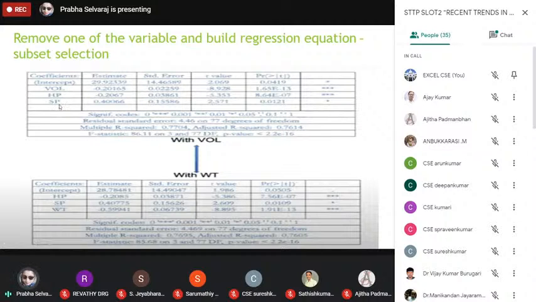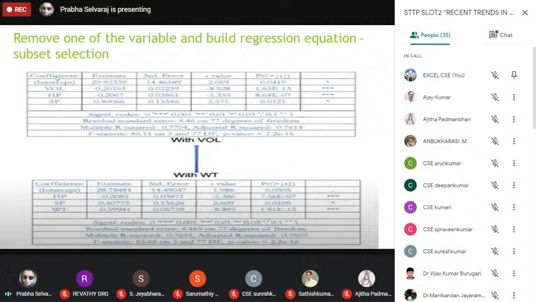Otherwise, it will depend on weight, HP, and SP. Why is it so? Because these two variables are highly correlated. When they are both considered to build a model, then due to the multicollinearity problem, they both become insignificant and they are not giving proper prediction. So what we will do, we will consider one variable.